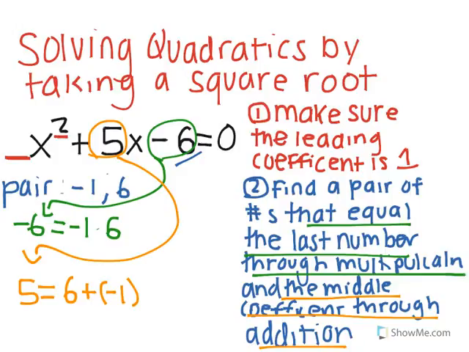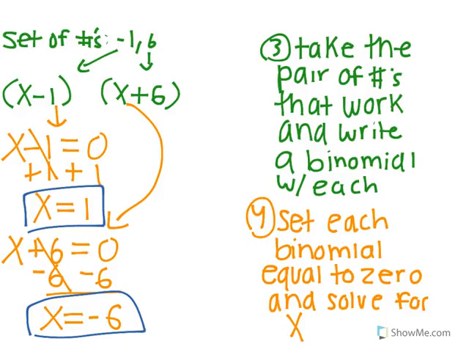But those two numbers, when added, also have to equal the middle number here, or the second coefficient, and that's 5. So 6 plus -1 is 5, so we're good. Our pair is going to be -1 and 6. And if you didn't pick a pair that worked for both the first time, you keep picking pairs till you find it. So our set is -1 and 6.